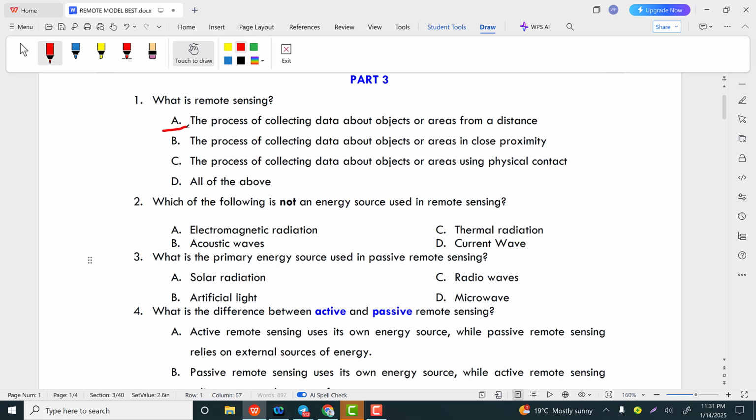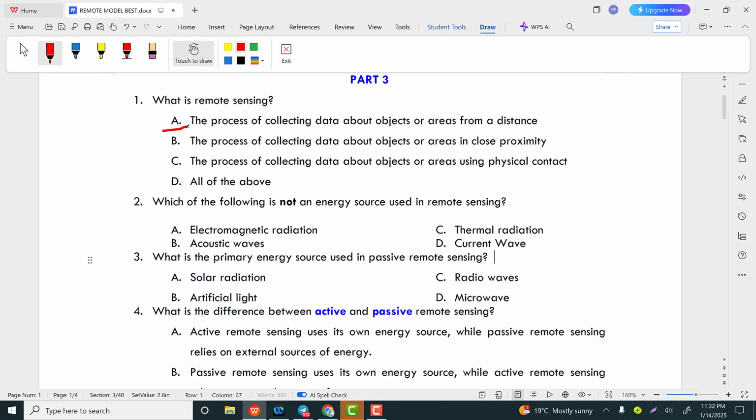Let's go to question number 2. Which of the following is not energy source used in remote sensing? A. Electromagnetic radiation. B. Acoustic wave. C. Thermal radiation. D. Current wave. The question is highly related to sources of energy.